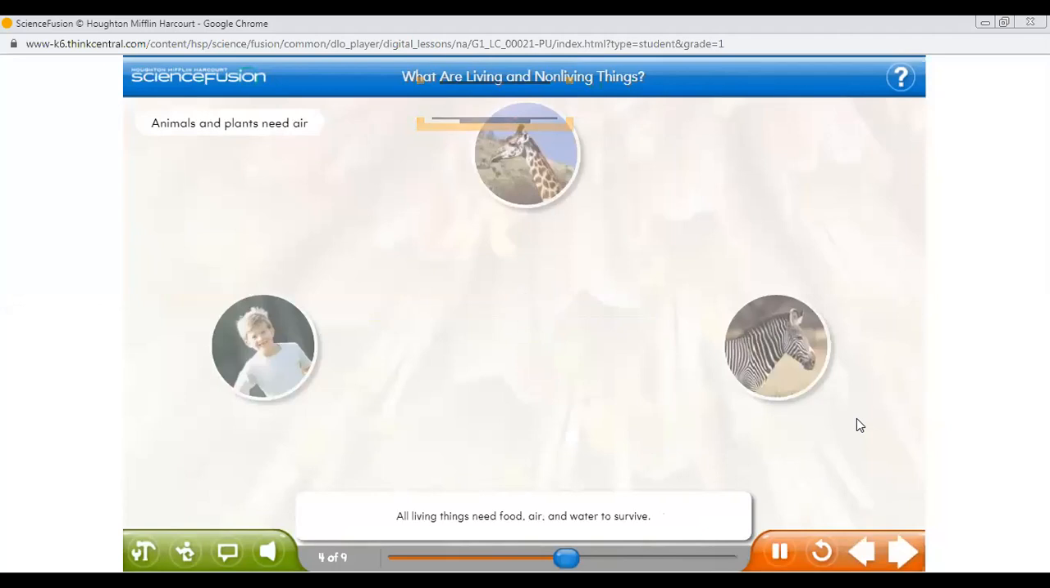All living things need food, air, and water to survive. Can living things find what they need in their environments? Yes, they can. Click the images to see what living things can find to survive. So what are the things that living things need? They need air, water to survive. These are the things that they need to survive.